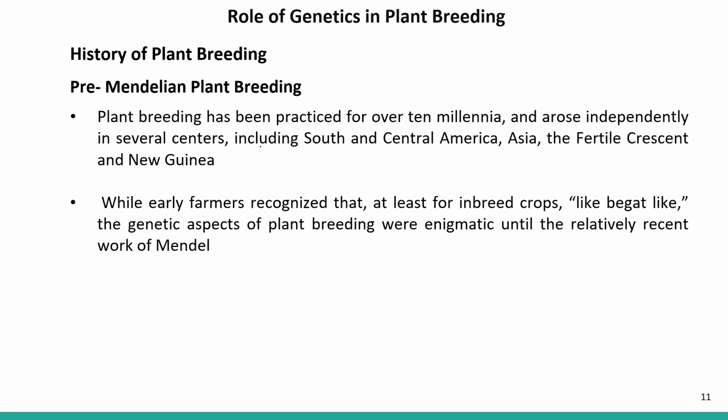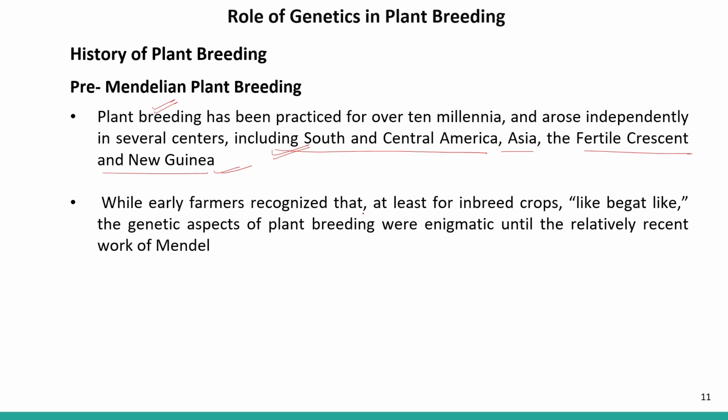Pre-Mendelian plant breeding. Plant breeding has been practiced for over 10 million years and arose independently in several centers, including South and Central America, Asia, the Fertile Crescent and New Guinea. So these are the several centers where the initial plant breeding technique was used.